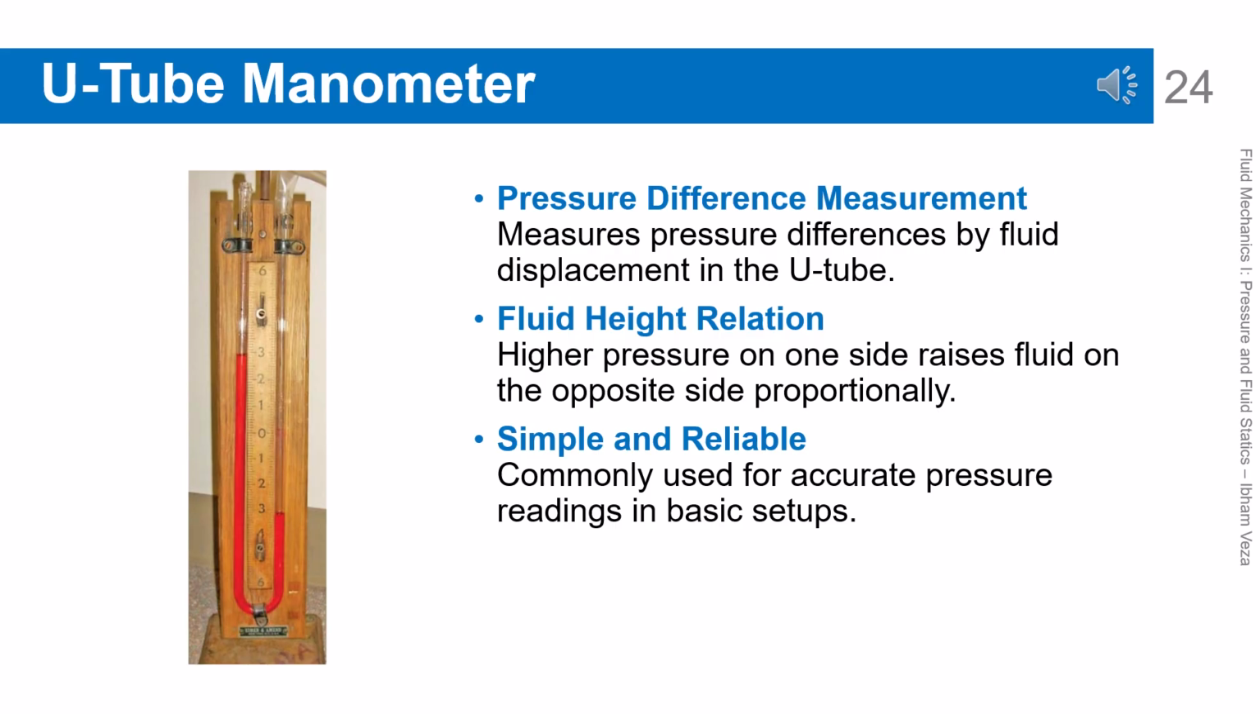U-tube manometer. A U-tube manometer is used to measure the pressure difference between 2 points. Its working principle is based on pressure equilibrium in a static fluid. The difference in fluid column heights indicates the pressure difference. The larger the pressure difference, the larger the height difference. This device is simple but very accurate for basic measurements.